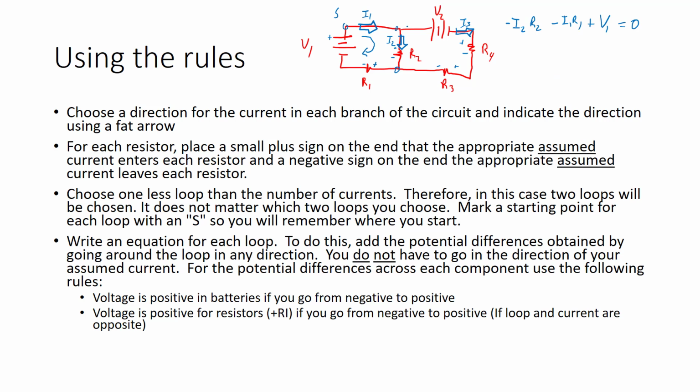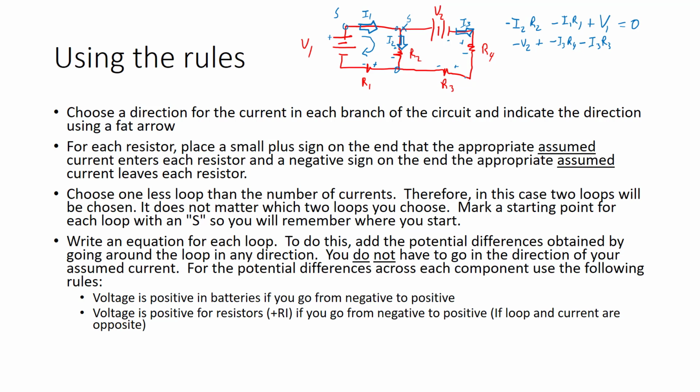Now I'm going to choose the right-hand loop, and I'm going to use a starting point right here. And so the first thing I see is V2, but I go from plus to minus. So I'm going to have negative V2, and then plus, and now I'm in I3 going from plus to minus, so plus negative I3, that's going through R4. And then I keep going around, and this is I3 plus to minus, so minus I3 R3.